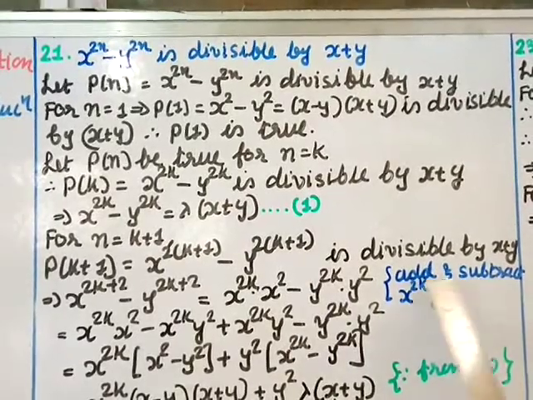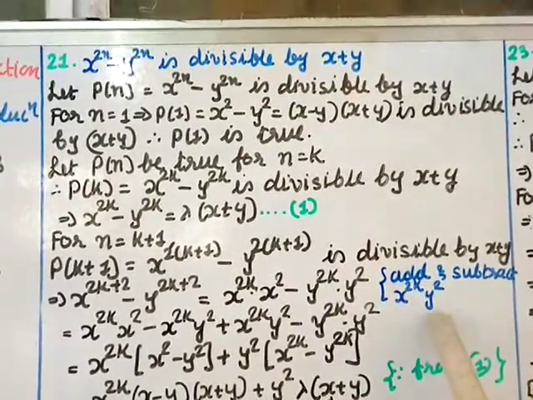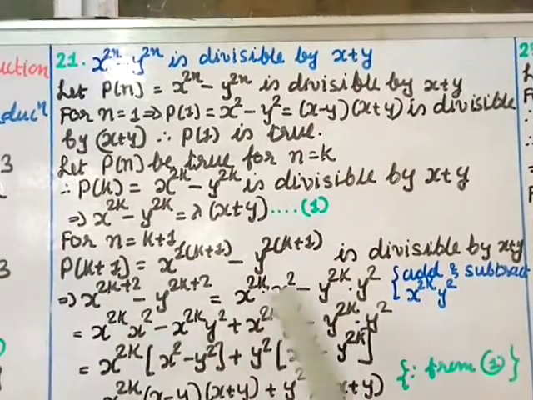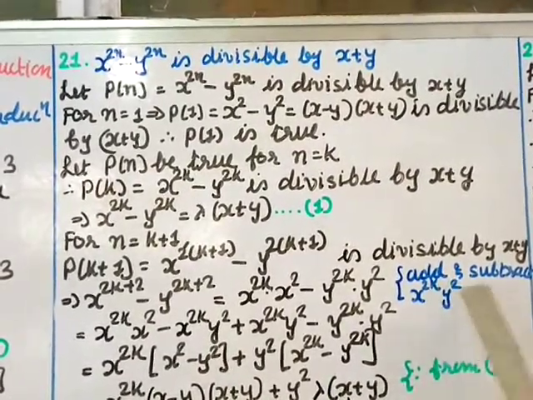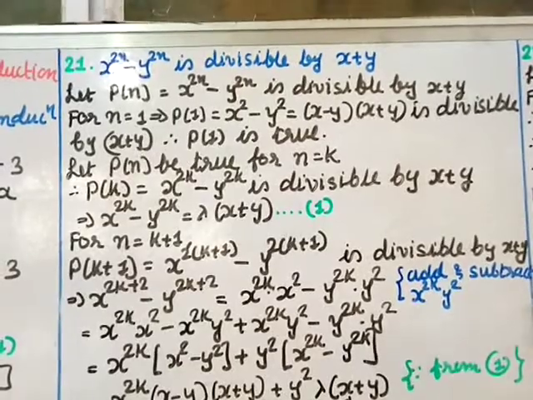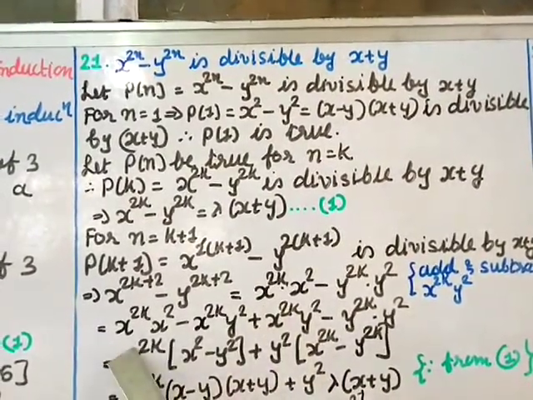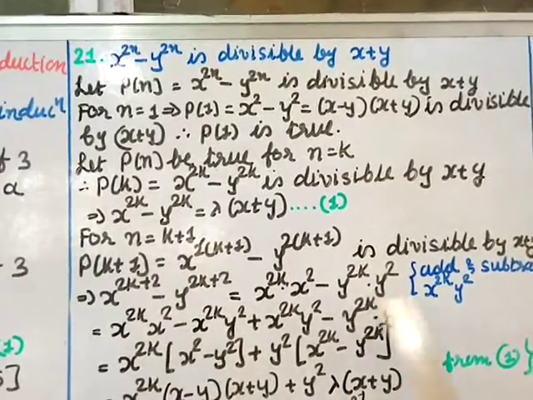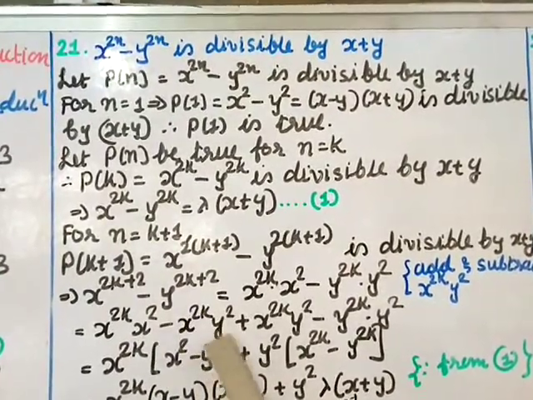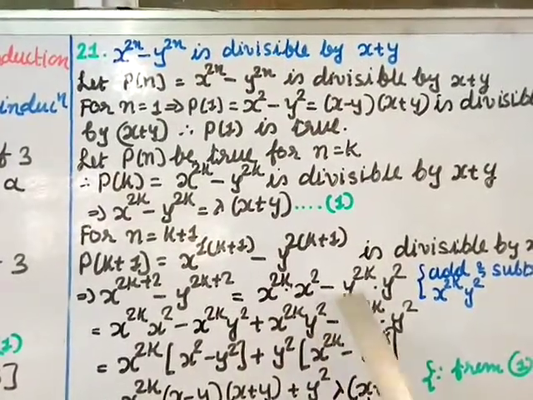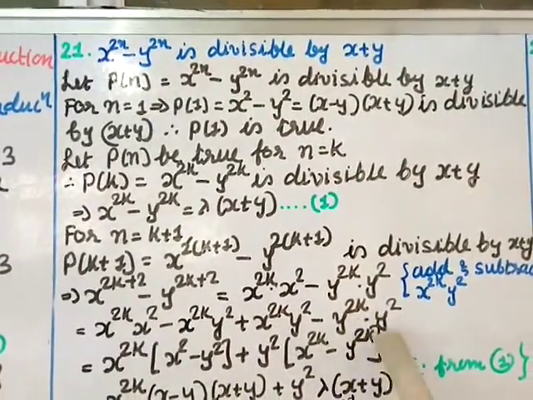Now here I'll subtract and add x power 2k y square. I am adding and subtracting these, so the equation remains the same, it will not change. First I will subtract, and then I'll add the same term. So the first term I'll write as it is, x power 2k x square, minus this term x power 2k y square, plus the same term x power 2k y square, minus this last term y power 2k y square.